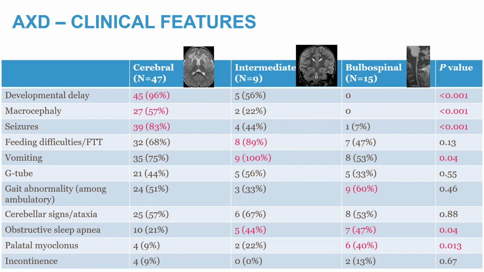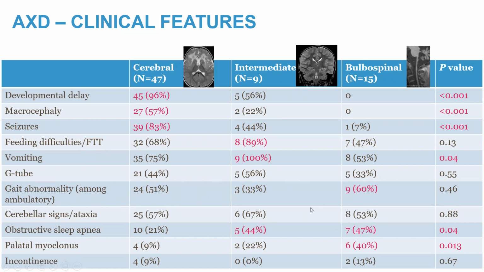So a lot of juvenile patients might present with vomiting, and so that's a ubiquitous feature throughout this disorder. A G-tube is present in many different patients of different ages. Gait abnormalities or motor problems are seen throughout. Cerebellar signs and ataxia are seen in many different phenotypes.